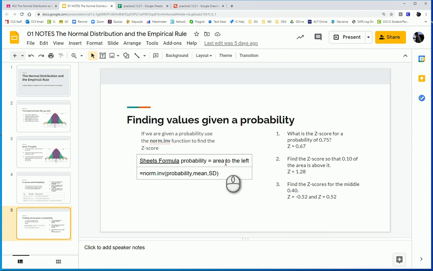So if we get something that's to the right or between, we have to translate it into probabilities that are to the left. So first one, what is the z-score for a probability of 0.75? And our formula is equals NORM.INV, and then the probability, the mean, and the standard deviation.